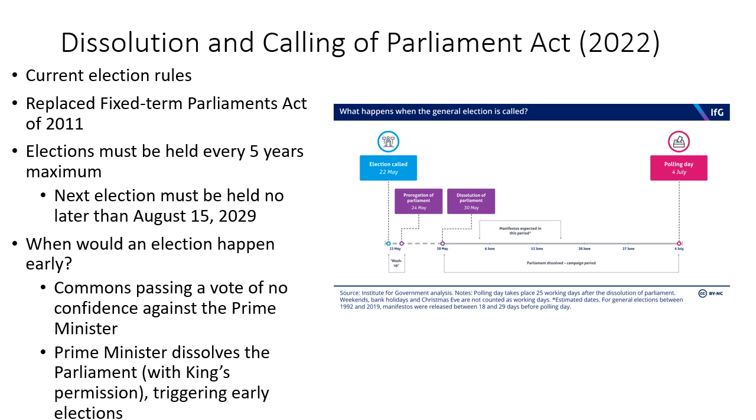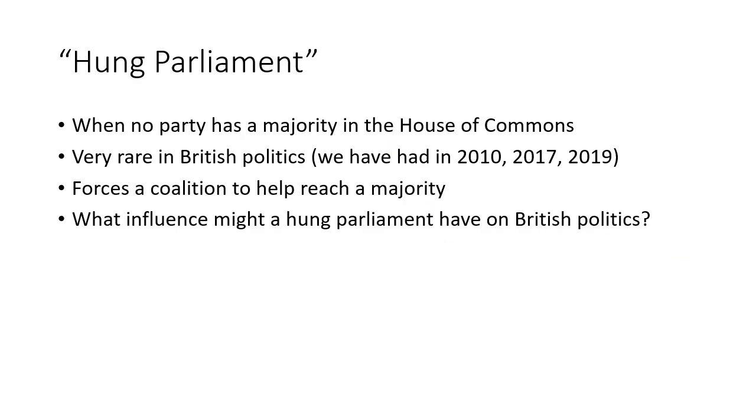Now, I would imagine some of you have already thought about what happens when no party has a majority of the seats. That is known as a hung parliament and has happened multiple times in the last 15 years: 2010, 2017, 2019. A hung parliament is when no party has a majority in the House of Commons. So what happens is the party with the most seats has to find another party to join them in the government. It's called a coalition.